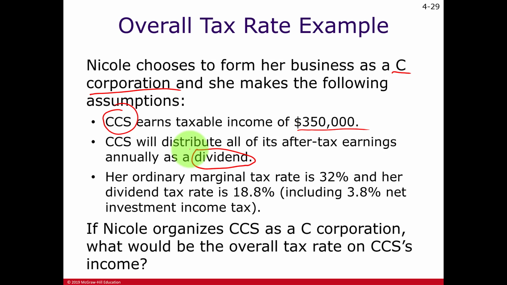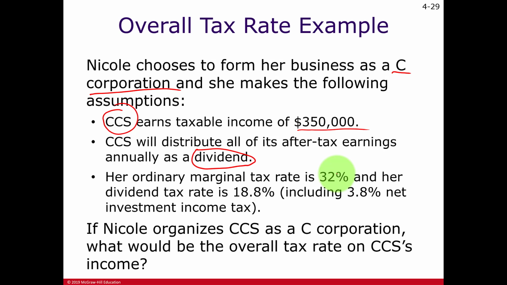Now keep in mind, when a corporation pays out a dividend to its shareholders, that dividend is not a deduction to the corporation. Okay, it's a return of the profits, return of the capital investment by the owner, not a deduction. In the third bullet, we're told that the marginal tax rate for Nicole is 32%. Keeping in mind it's a graduated rate, but for simplicity purposes, we're just using the high marginal rate.